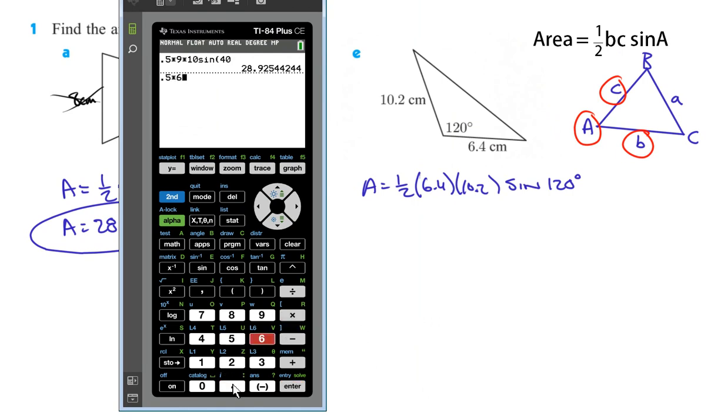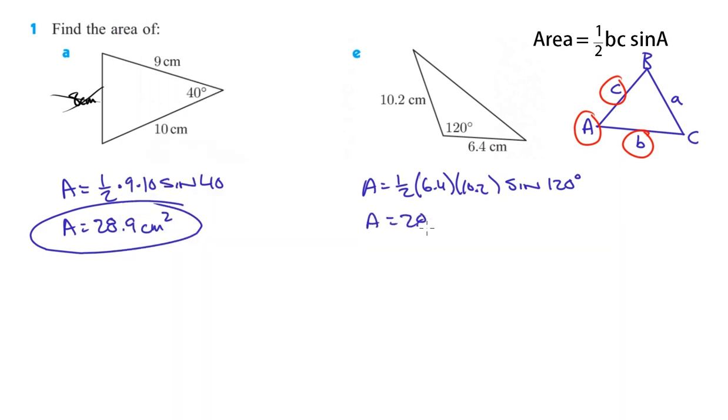0.5 times 6.4 times 10.2. Let's make sure I've got that all right. And then sine of 120. And that gives us an area of 28.3 if we round it off. And this is going to be also centimeters squared. Okay?